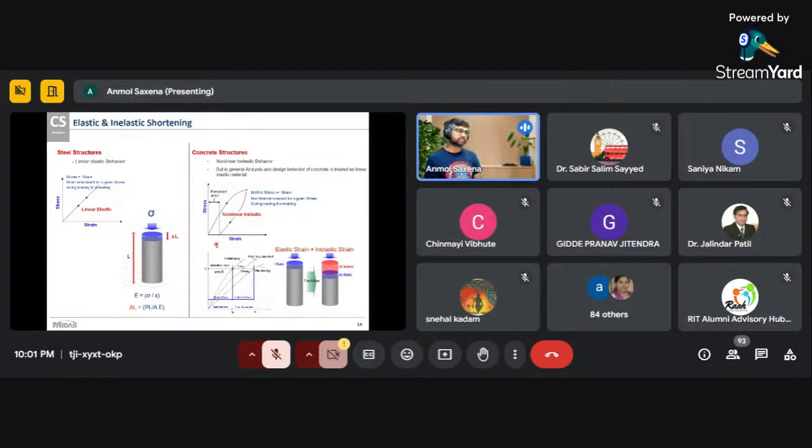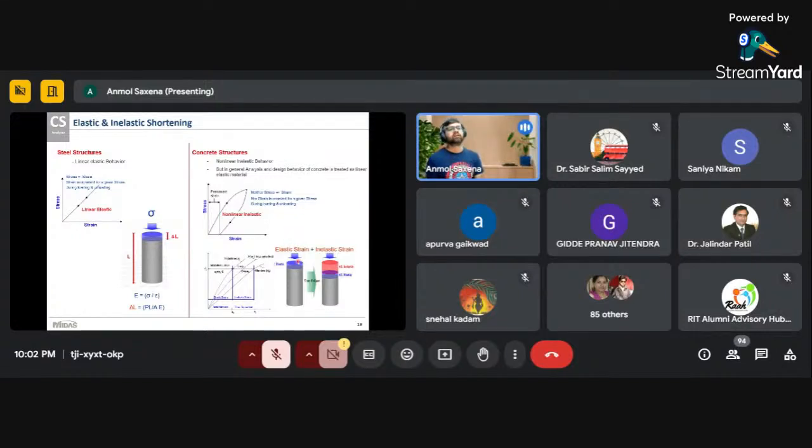First of all, let us discuss more about the types of shortening which may happen. In the case of steel structures, there is basically a linear elastic behavior. So only elastic shortening is there in steel structures. So you can do the shortening analysis of a steel building by hand also, because only PL by A is there. But in the case of concrete structures, non-linear inelastic shortening is also present. That is why we have to do the shortening analysis in software.